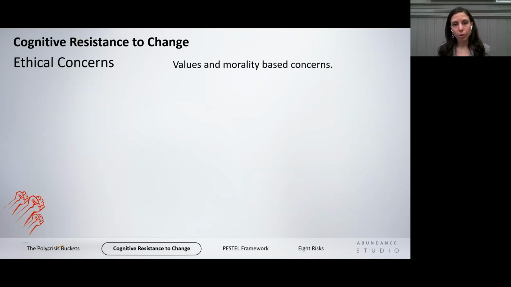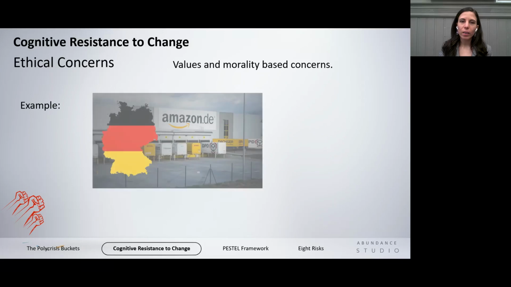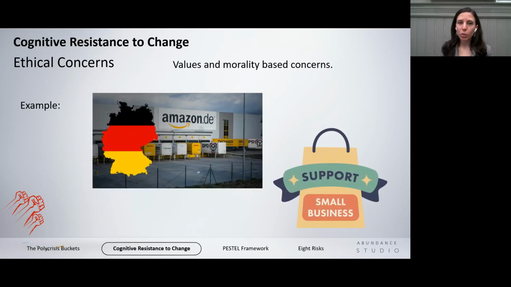And then there's also ethical concerns. So values and morality here are at play. And when I lived in Berlin, I knew several people who refused to use Amazon in Germany because they wanted to support small businesses, and they felt that Amazon was squishing small businesses from being seen and from making a profit as well. And so that is why they resist the Amazon marketplace.